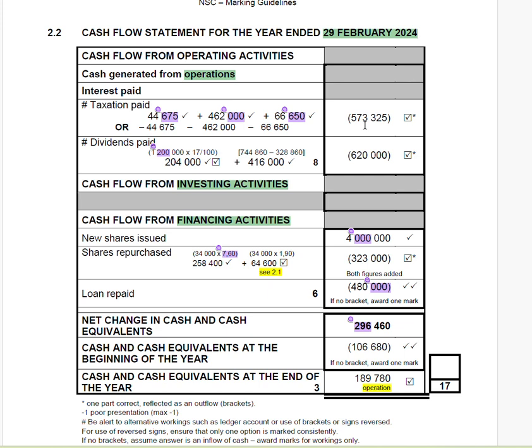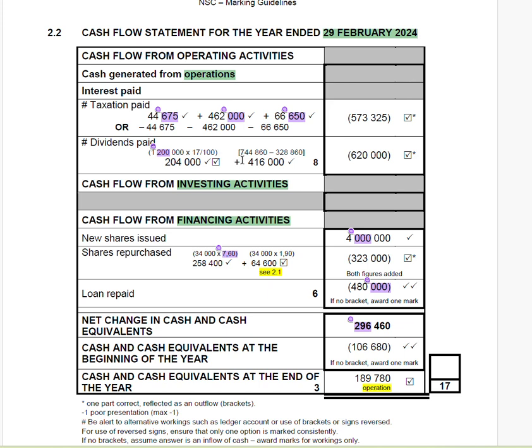So it is important in the statement of cash flow to show your cash inflows as well as your cash outflows. And the reason you have to do that is because it shows that you understand that an outflow means a minus, and an inflow means a positive.